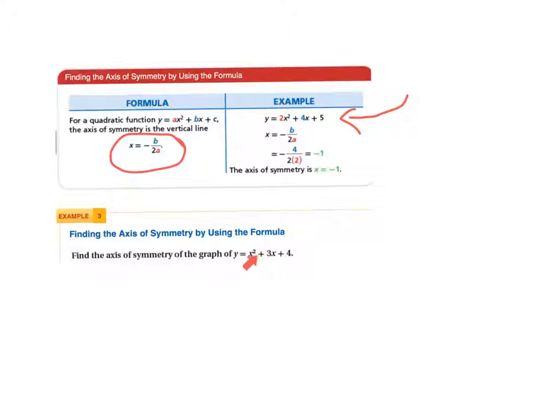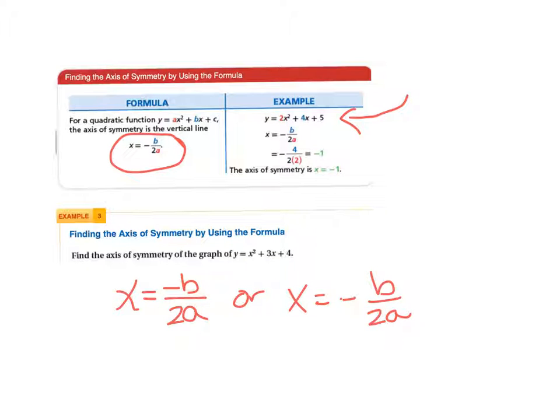So here's one. We've got y equals x squared plus 3x plus 4. We're given the equation. When we're given the equation, I want to use this formula. Otherwise, I'd have to graph it, and it would take a long time. That negative can either be there, or you can have the negative right in front of the b, or right in front of the whole fraction, like this. Whatever's easier for you. I usually have it up top. I just like to do it that way.